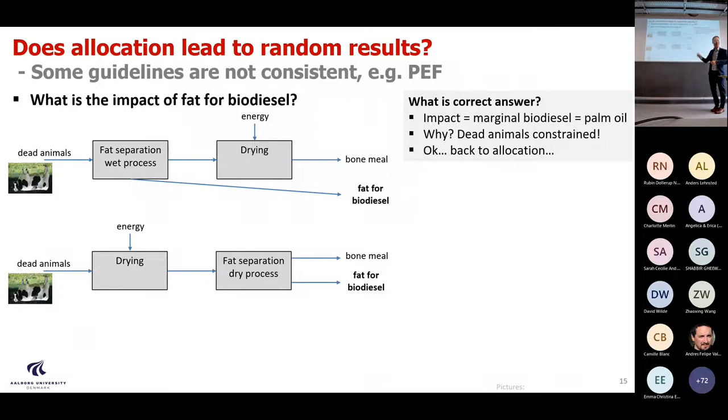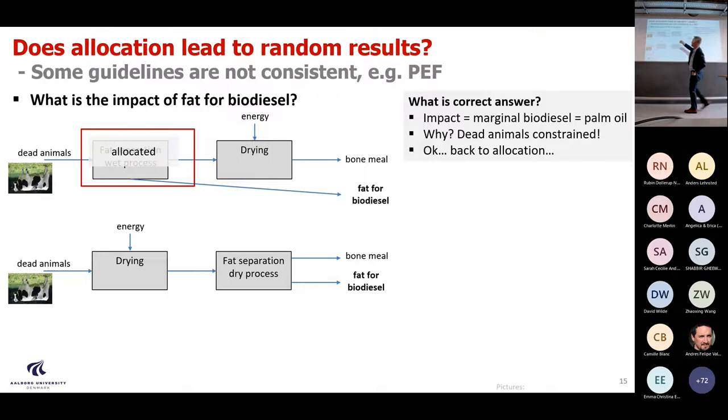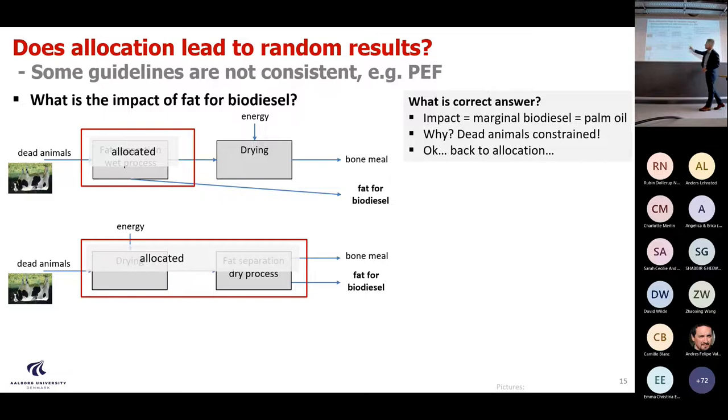So let's have a look at the first machine. We do an allocation here because that's where the products are splitting. So the impact of biodiesel here would be an allocated part of this process, which does not use any energy. So it's a close to zero impact for this biodiesel here. Okay, then we look in the second machine. Here we do the separation, so we need to allocate everything. So we will have some of the energy included, and we have some biodiesel with a higher impact.